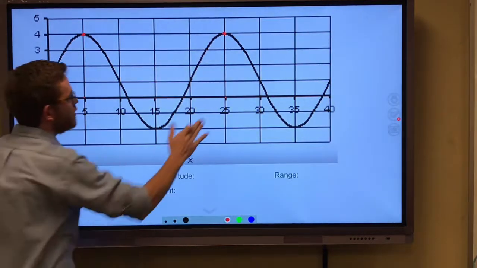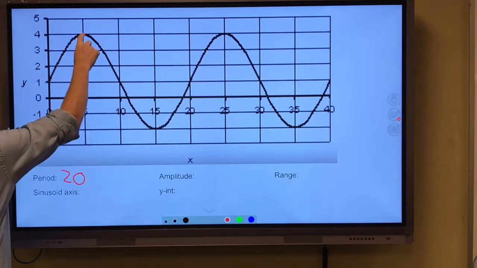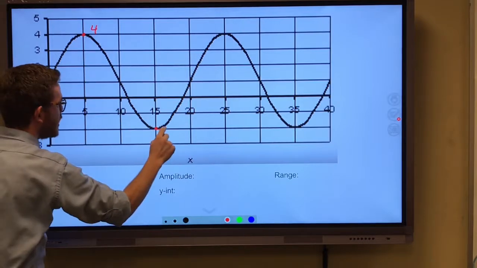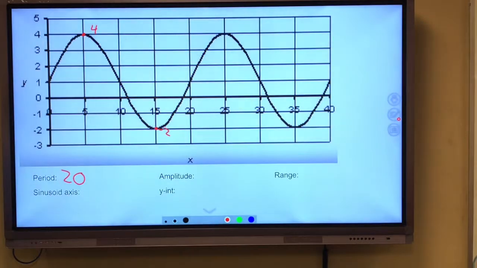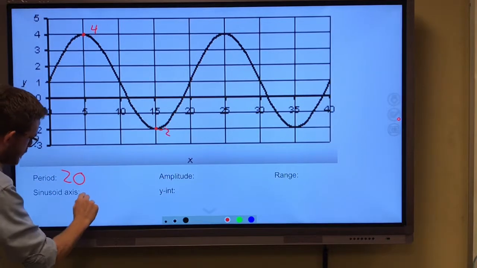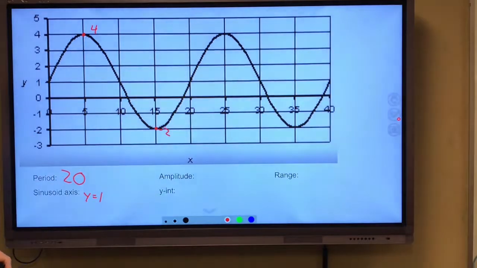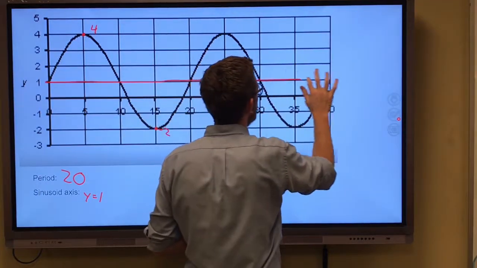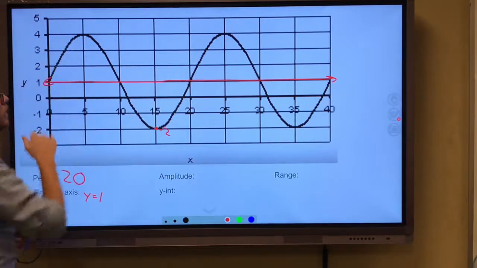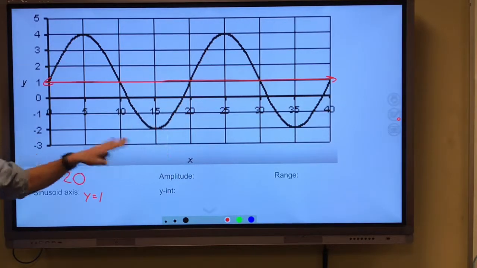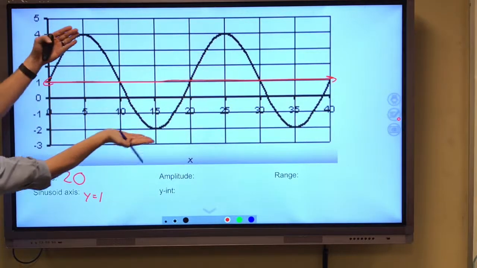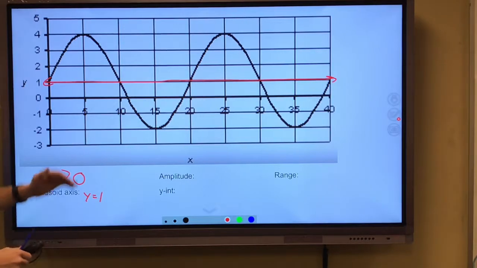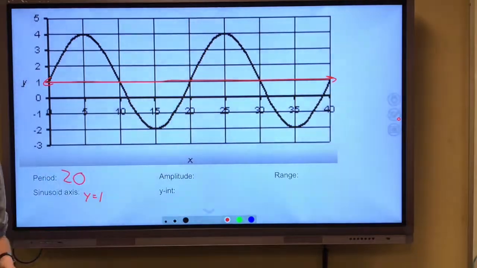The sinusoidal axis: we find the average of our maximum, 4, and our minimum, -2. The average of 4 and -2 is 1. So this would be y equals 1. If I were to draw that line, check it out. That horizontal line at 1, isn't that right smack dab in the middle of this? It's not symmetric right here. We can't fold this up, but this is splitting our function in half.